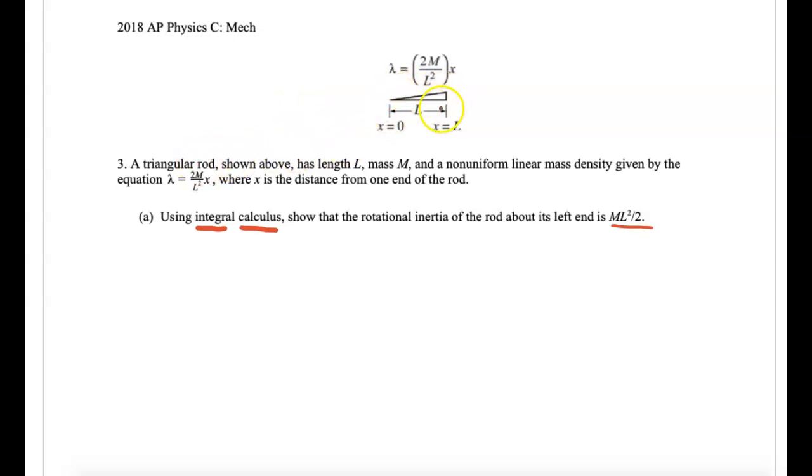So we have a triangular rod, kind of looks like this. It has a length L, has a mass M, capital M, and it is non-uniform. And because it's non-uniform, they've given it a linear mass density. So what does a linear mass density mean?